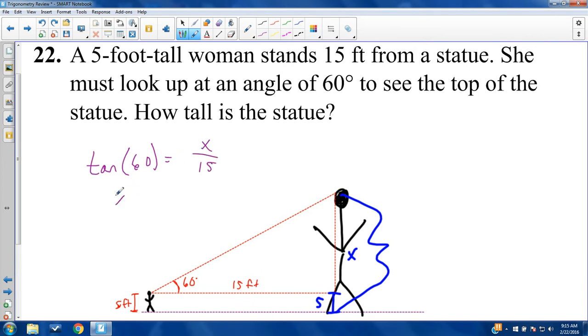Okay, and x is 15 times tangent of 60. And once again, it's also even 5 feet. That didn't even change either. That's why I feel more comfortable rushing through this problem a little more.